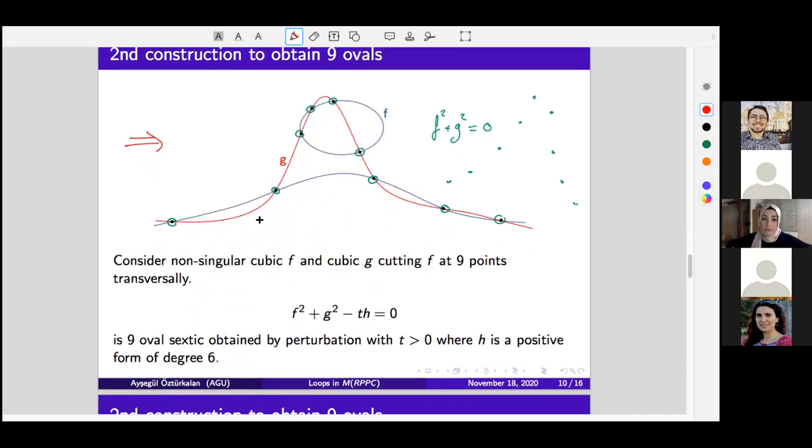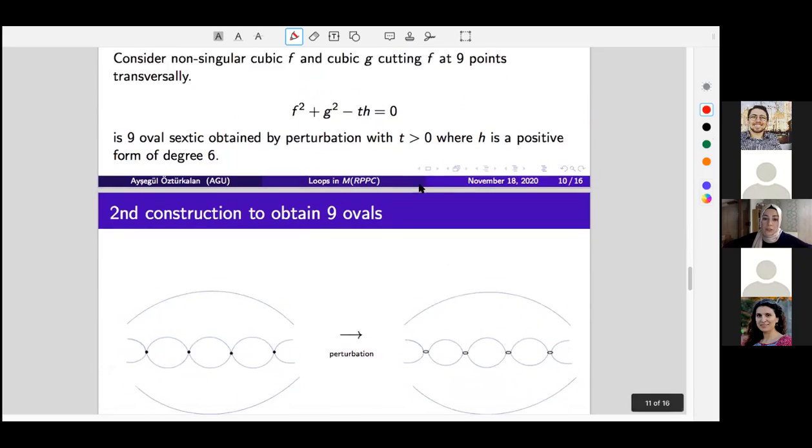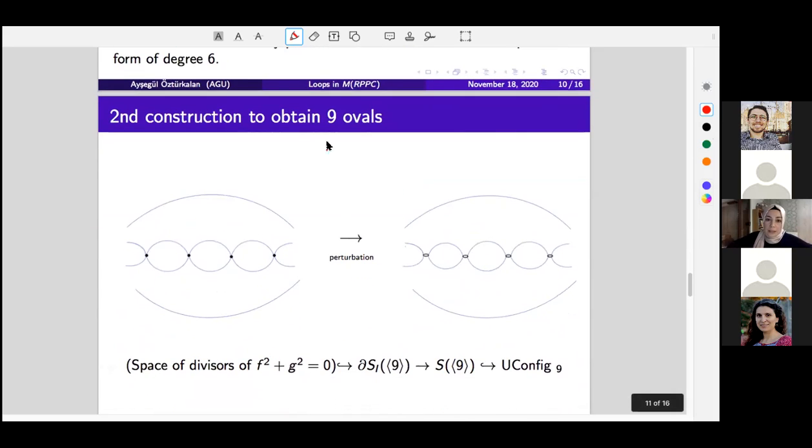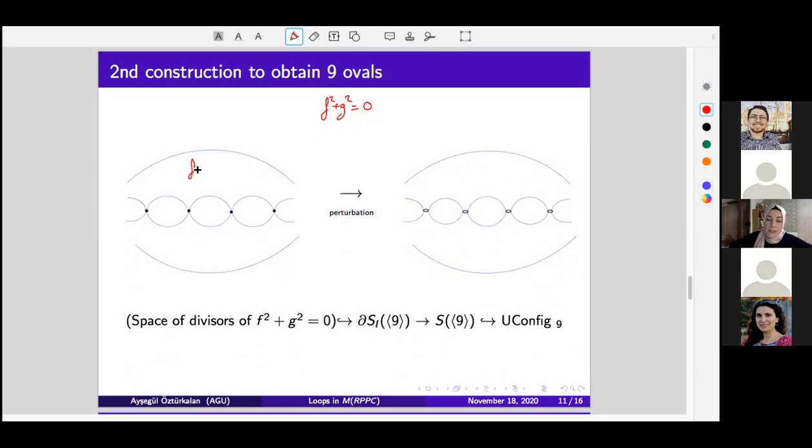Why? Because when we have this construction, if we have F squared plus G squared equals 0, it means on the complex side, this is F plus iG times F minus iG. So we have two sides, and these are the intersections here. And in this way, we get a type 1 curve. This corresponds to a type 1 curve.